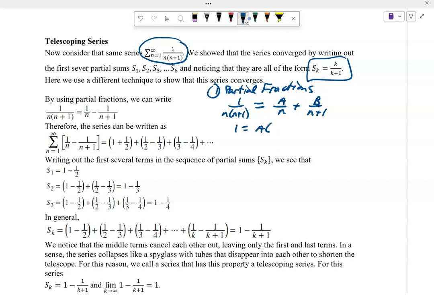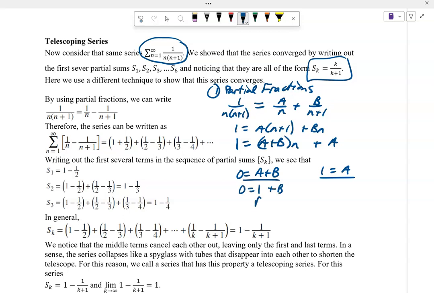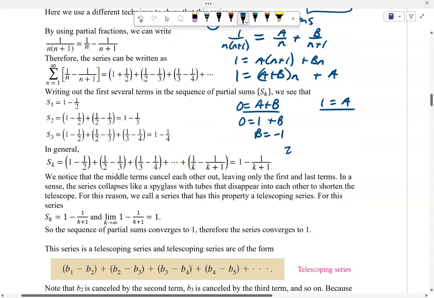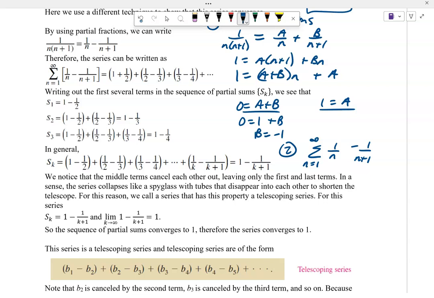we'd have 1 equals A times n plus 1 plus B times n. So 1 equals A plus Bn plus A. So 0 equals A plus B, and 1 equals A. So now we know 1 is A, so B ends up being -1. So you can rewrite this as A over n plus B over n plus 1, which is 1 over n, B is -1, so -1 over n plus 1. This is the same thing as the original.